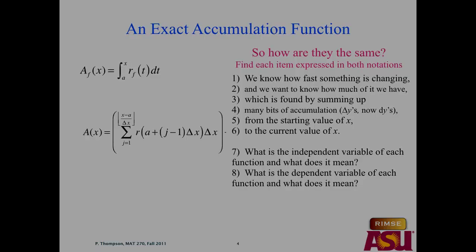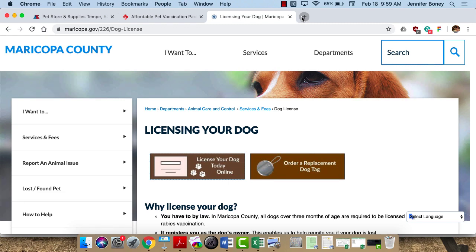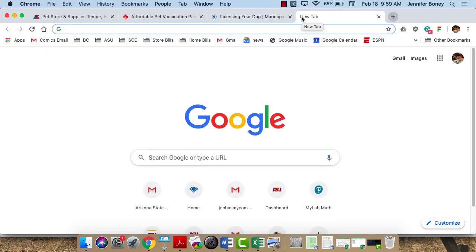And that's what that in Canvas, let's see if I have this pulled up. Oh no, licensing your dog. Cool, I have to do that today. Let's see.